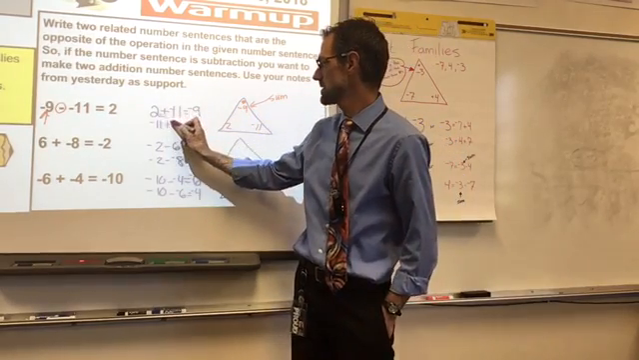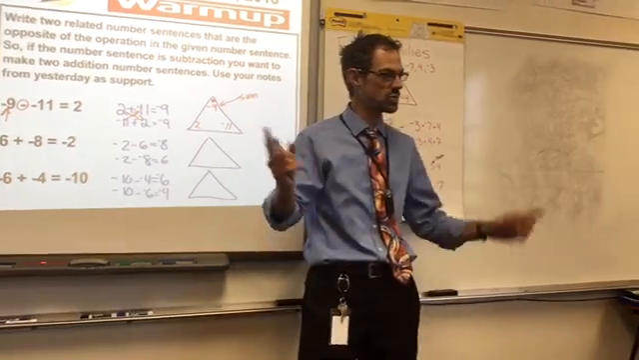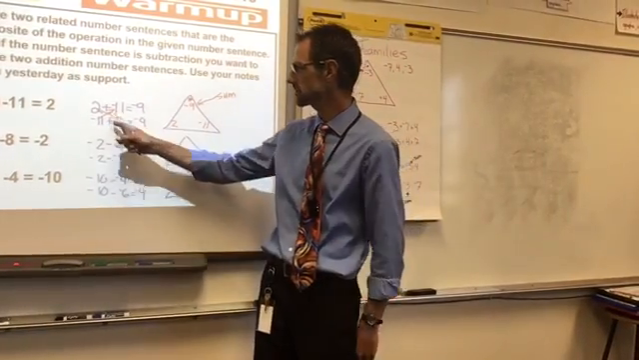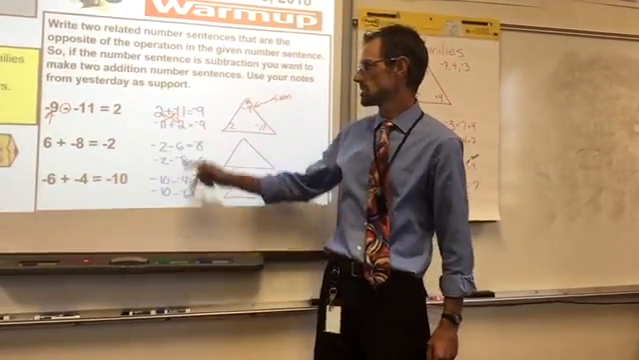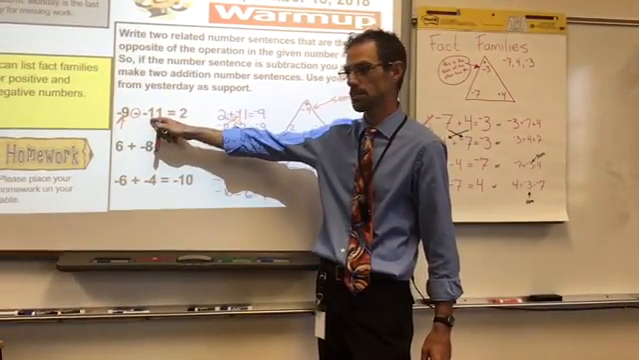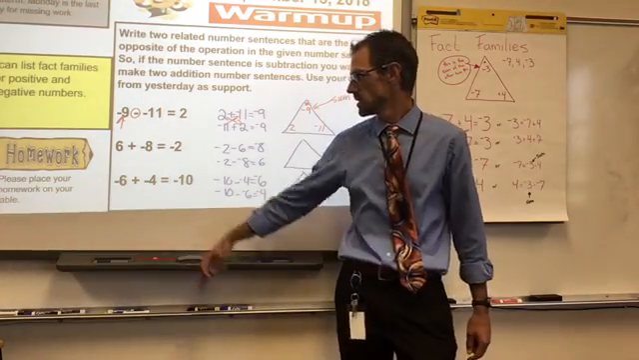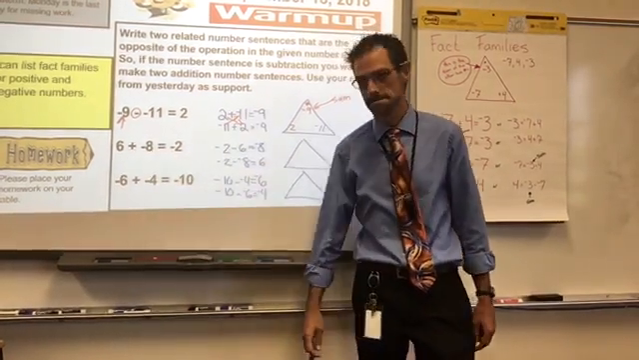And then this is called the commutative property. In addition, I can just switch those numbers around. -11 plus 2. So those are your two number sentences that are opposite in part of the fact family for -9, 2, and 11. Here I have addition.